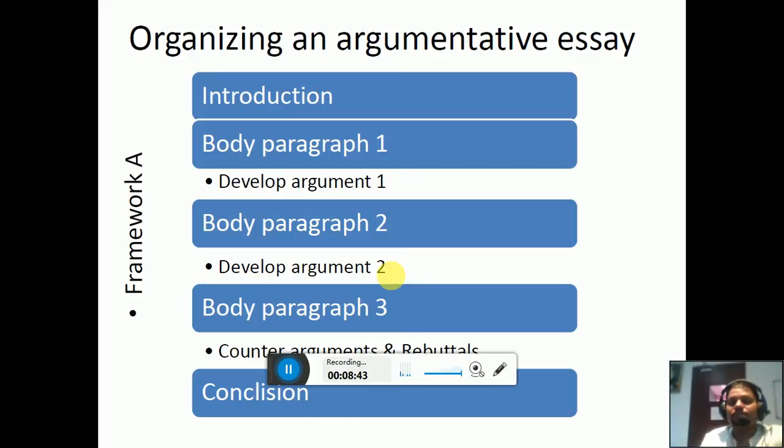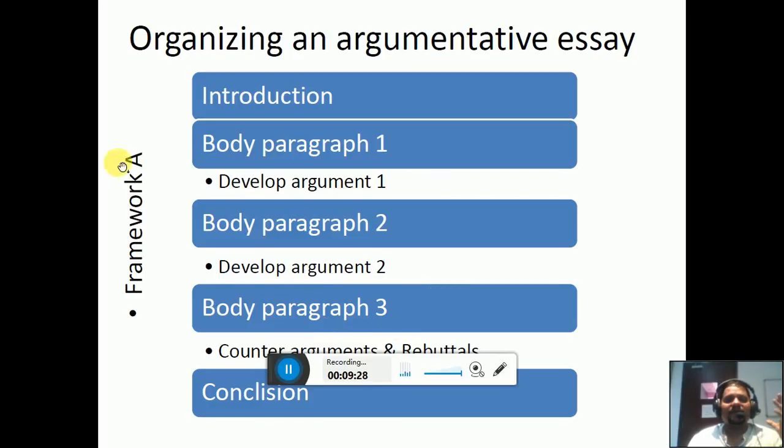Now framework A, always remember, when I'm talking about essay, I'll be talking about 5-paragraph essay only. Now see, imagine there's a 5-paragraph essay, and the first paragraph of the essay is always the introduction, and the last paragraph of the essay is the conclusion. There is a spelling mistake here, please forgive me for that, but these are the two things that are there in a 5-paragraph essay. The middle paragraphs are called body paragraphs. So we have body paragraph 1 here, body paragraph 2, body paragraph 3.